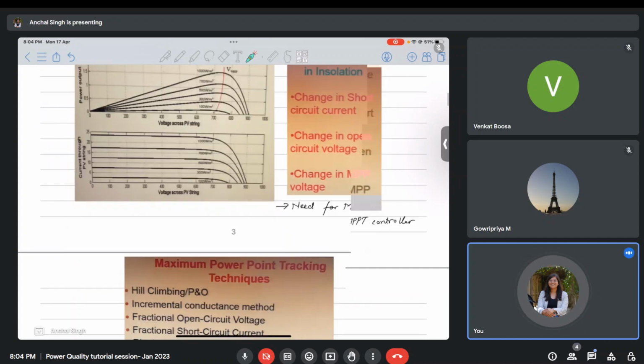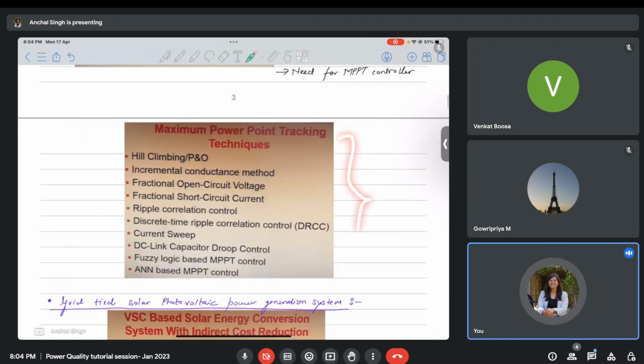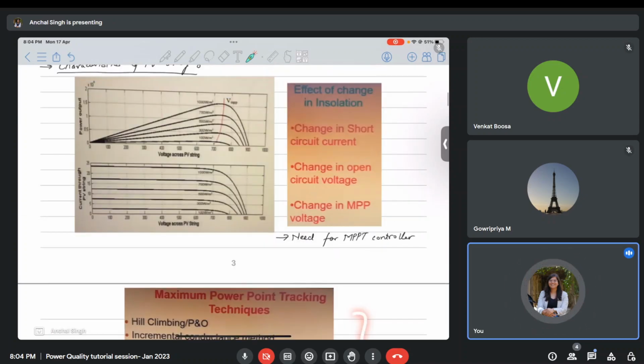And there are a lot of these types of algorithms available in the literature. A few of them are hill climbing, perturb and observe, incremental conductance method, fractional open circuit voltage, and fractional short circuit voltage. All these different methods are present in the literature, and the main goal of all of these is to track this maximum power point and operate my system at this maximum power point.